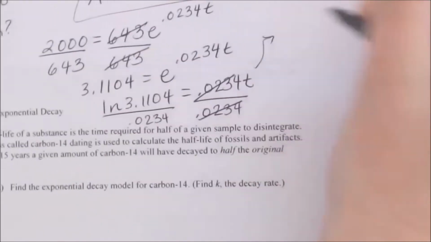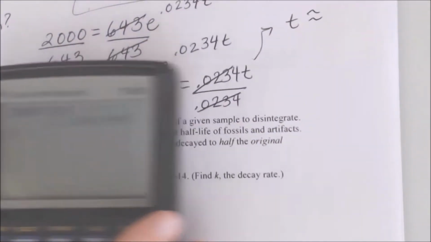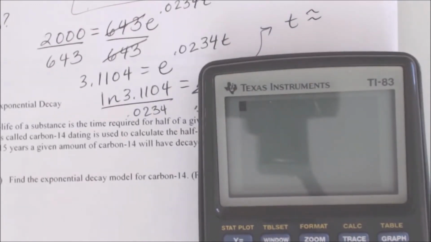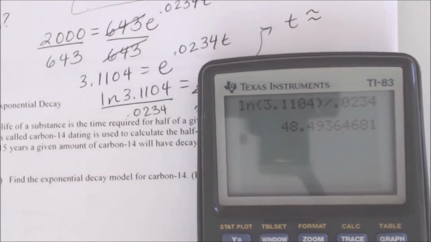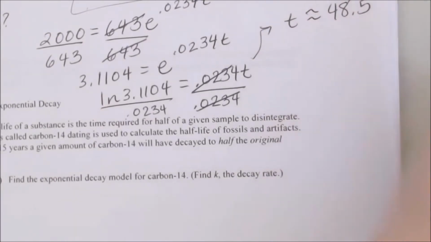Let me come up here and write it. We're going to get a t value of, let's see what our calculator tells us. Make sure you see what we're doing. We're doing natural log of 3.1104, close parentheses, divided by 0.0234. And it's going to take about 48 and a half years, it looks like. So about 48 and a half years to get to that population.